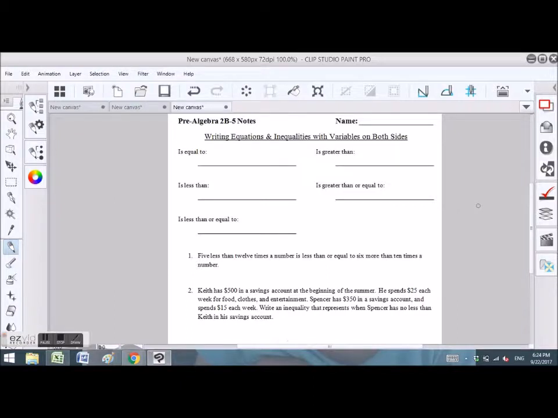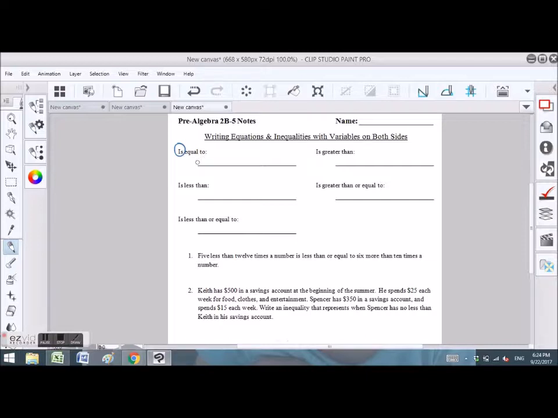Pull out the note sheet that you got when you walked into class today, and it should say Pre-Algebra 2B-5 Notes, Writing Equations and Inequalities with Variables on Both Sides. And today we will be focusing on inequalities because last week we did equations already.